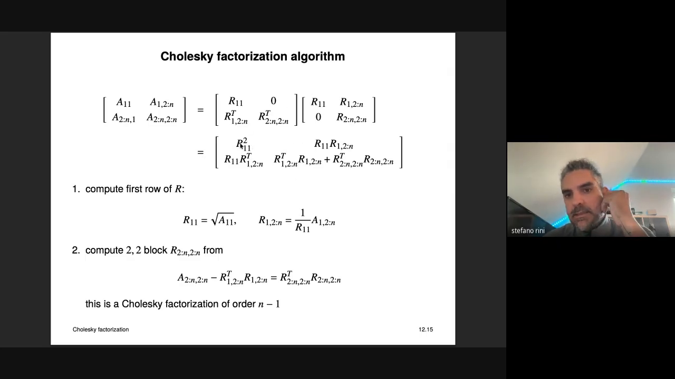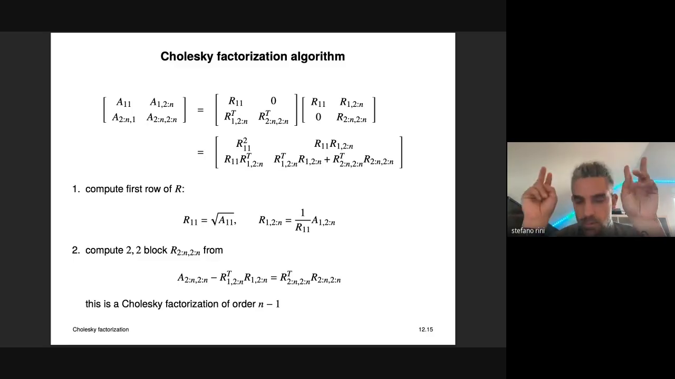Then we express this. Here we have the R11 squared, and we have the sum of the matrix-vector components that we have in this block decomposition. And in the off diagonal, we have a scalar that multiplies the row vector and a scalar that multiplies the column vector. So now we want to solve for R11, which is the scalar that we have in the equation. And of course, R11 must be equal to the square root of A11.